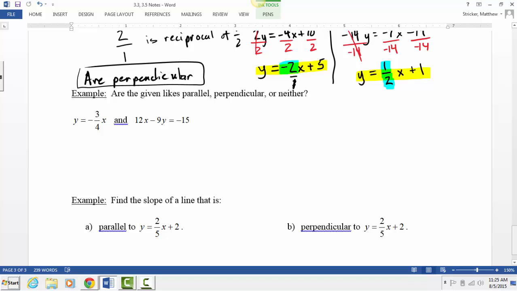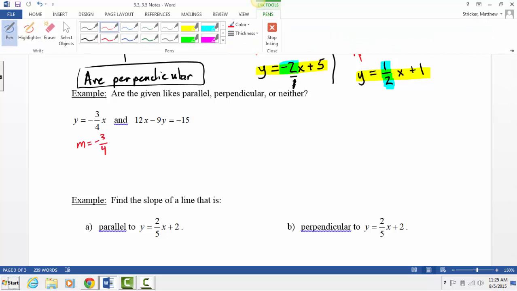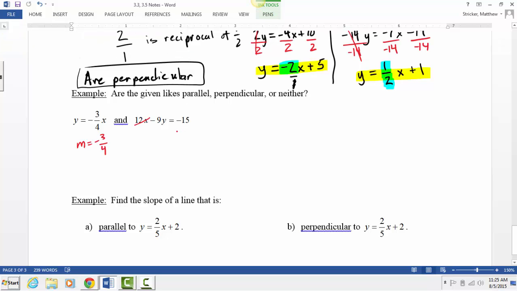We have one more example. Are the given lines parallel, perpendicular, or neither? Well, what do we look at? We look at the slopes. Do we know the slope of the first line? Well, yeah, it's the number in front of the x. We know that m is -3 over 4. Do we know the slope yet of the second line? No. You gotta go ahead and solve for y. So move 12x to the other side. It becomes a -12x.